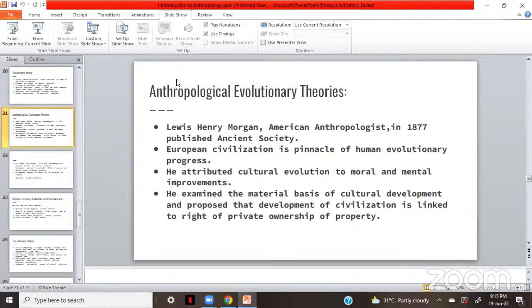So I hope there is no confusion so far, and I've also summarized whatever we have studied so far, right? So now we're going to continue with what Lewis Henry Morgan said. Lewis Henry Morgan focused on the economy of different societies. He focused on the societies where people owned property communally, and he said that those societies were under savagery and barbarism. Civilization and political states, he said, developed together with private ownership of property.